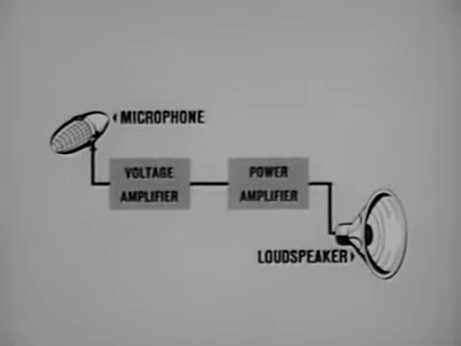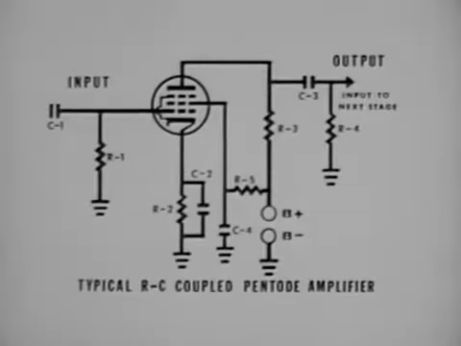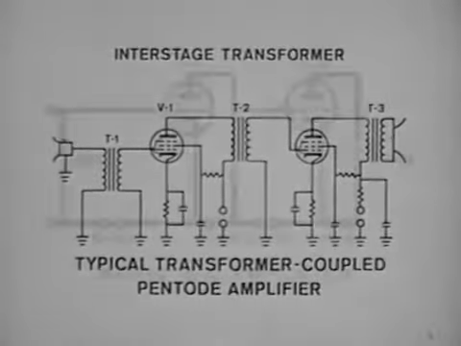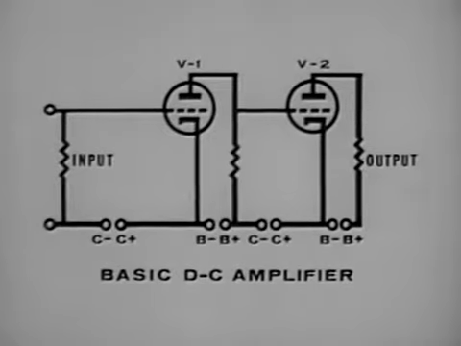Amplifiers are also classified according to types of service, whether they are to be used as a voltage amplifier or a power amplifier. There are four general methods of interstage coupling. They are resistance-capacitance coupling, impedance coupling, transformer coupling, and direct coupling.